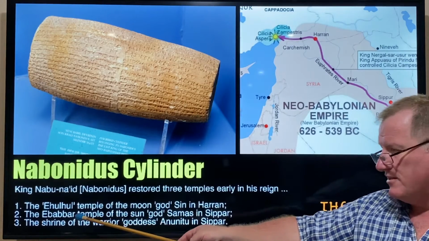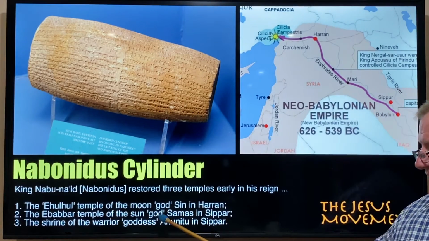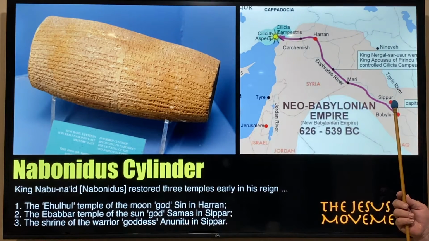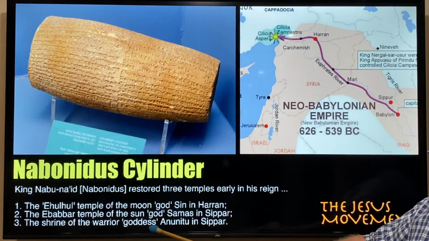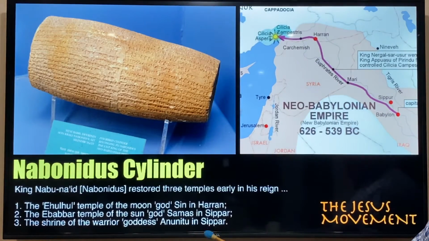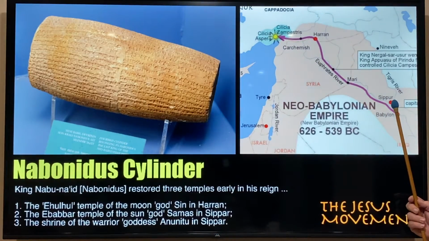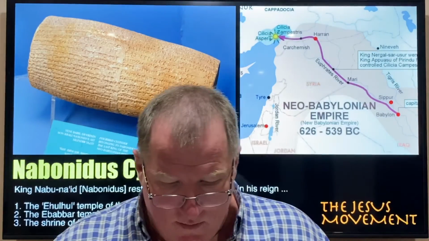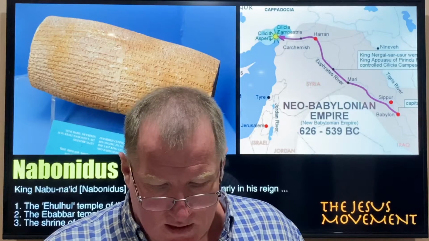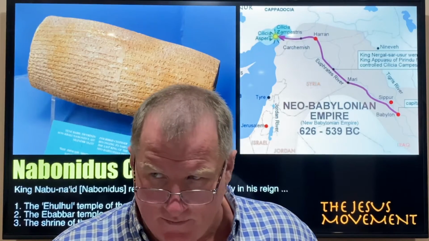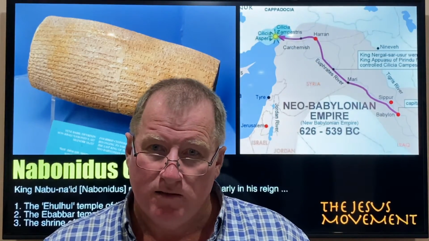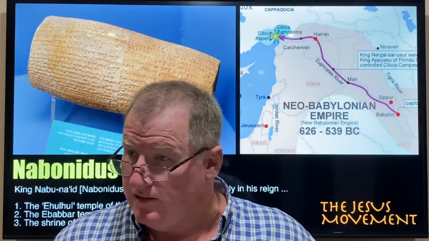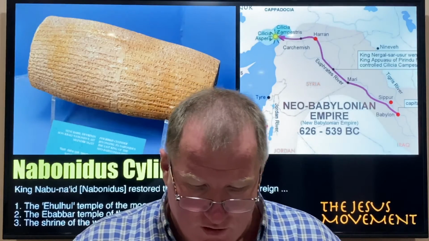There's another temple called Ebabar for a sun god called Samas in Sippur. And Sippur is here. And then there was a third one, the shrine of the warrior goddess Ananitu, also in Sippur. So the historical record for this particular king means he set about trying to restore some stability back into his kingdom. And you've got to remember that Nebuchadnezzar met with the Lord and protected the Jewish people within his empire, but that didn't mean that his people were worshipping the Lord either.